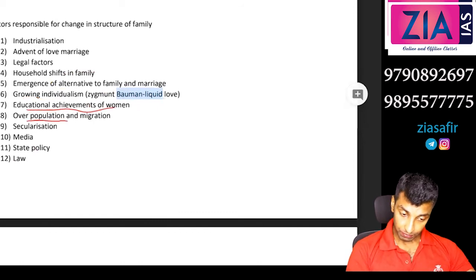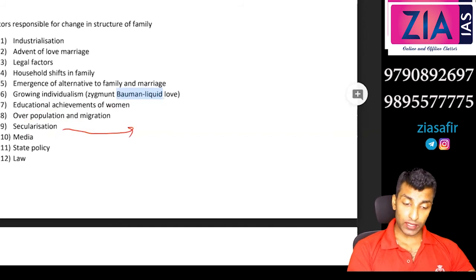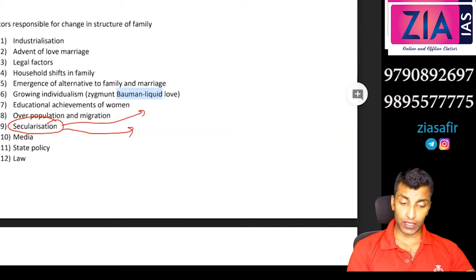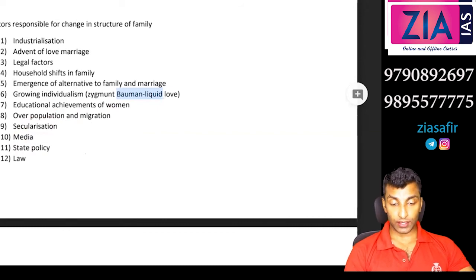Overpopulation and migration, secularization. Because of that, intercaste marriage, interreligious marriage, etc. is very common. Not only secularization in terms of religion, but secularization in terms of everything, in terms of employment, in terms of education, in terms of every social aspect. Secularization leads to changes in family. Media, okay, state policy, various state programs, laws, etc. Everything, the Domestic Violence Act, everything can come under the factors responsible for changes in structure of family.